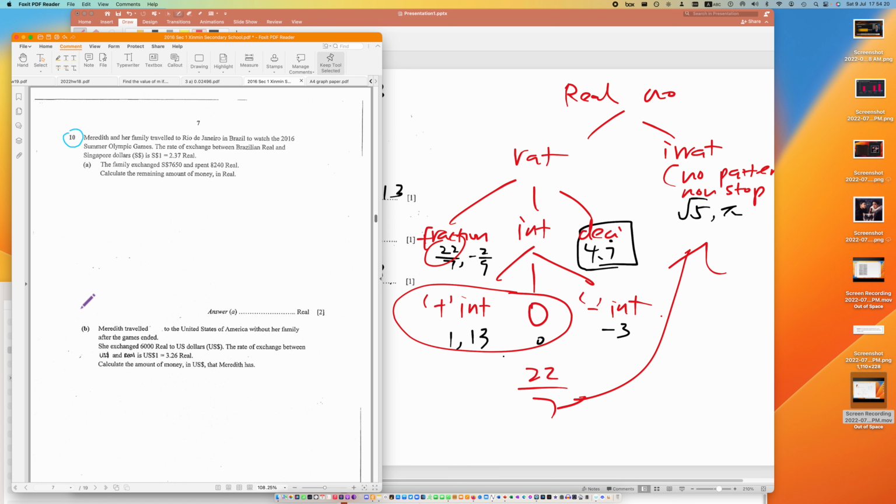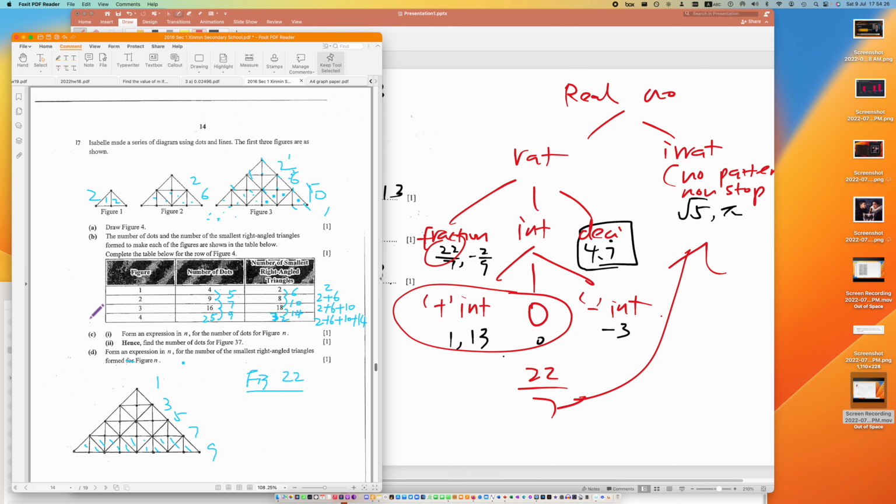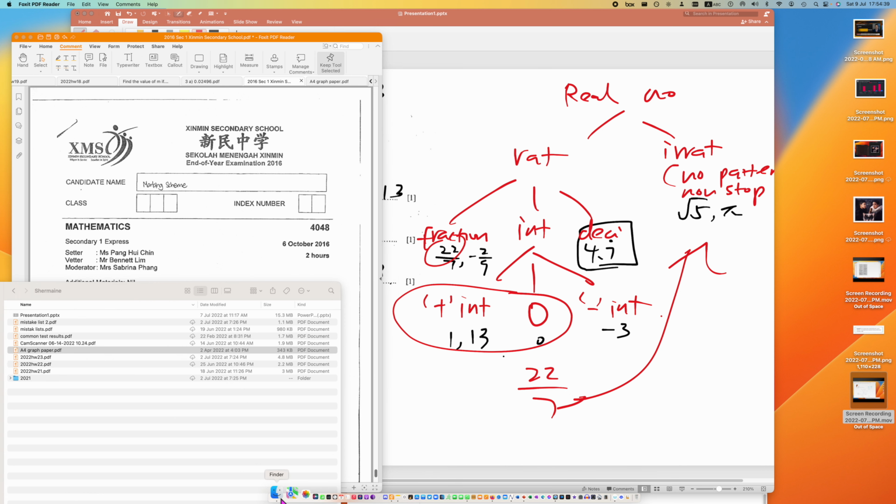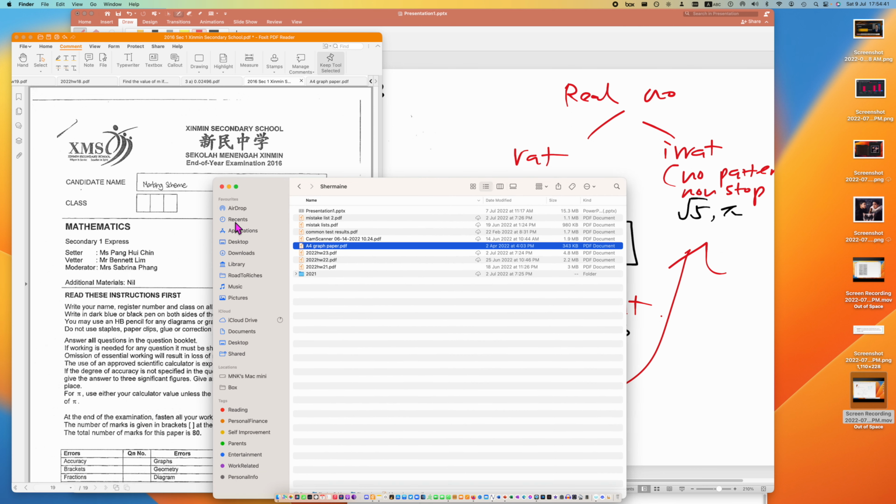This question is also about rate, but it's like proportionality. Let me see. I think I have an answer scheme for this. So maybe I send you the answer scheme, and then you go home and you can mark the questions that we have not gone through. Let me see if I have it or not. This is 2016.